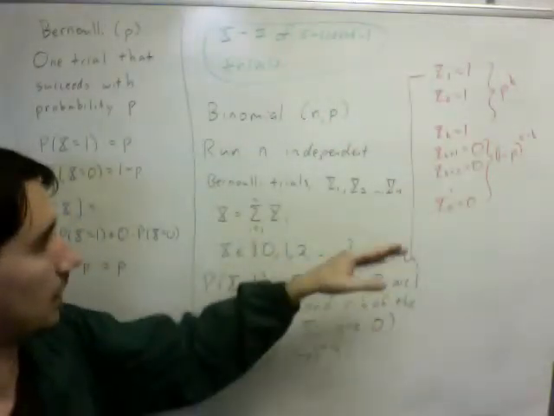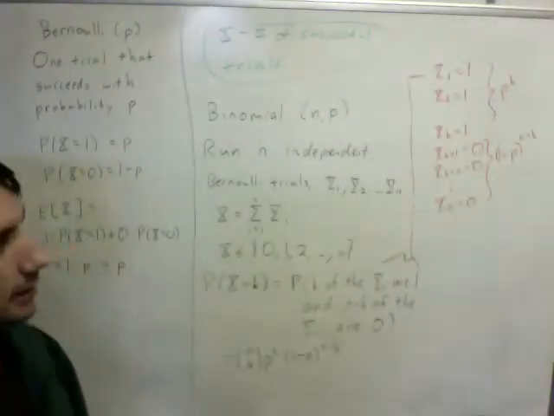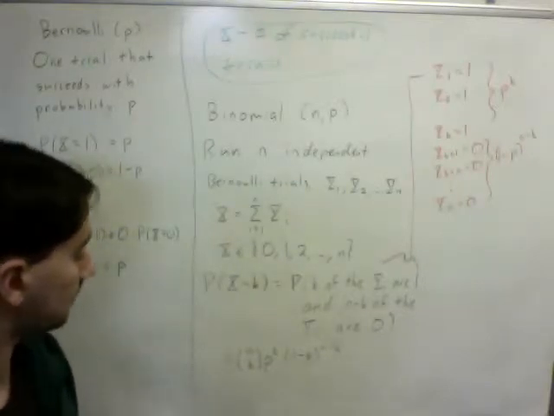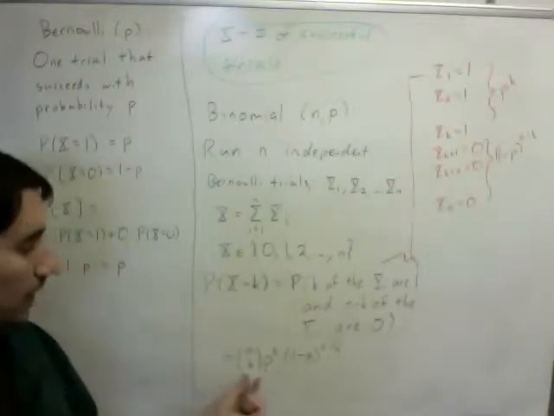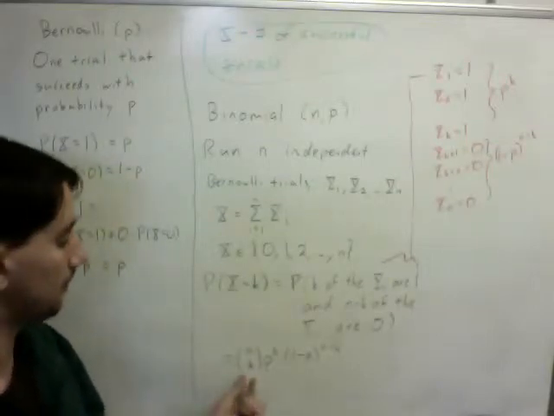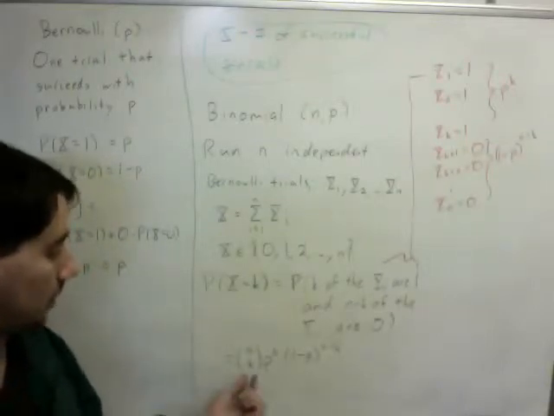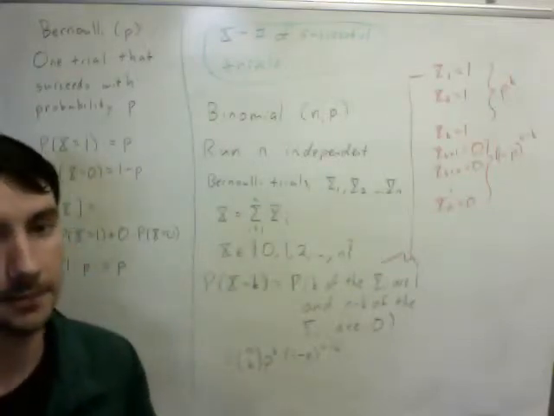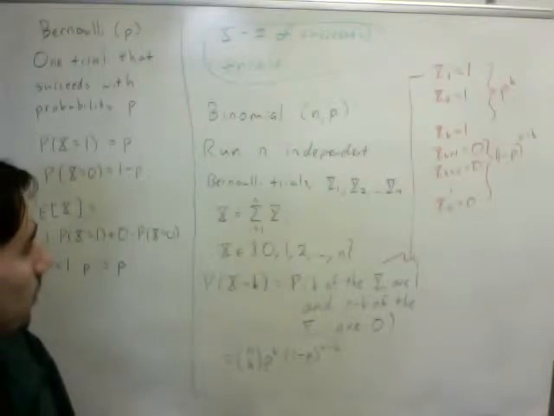In other words, we could choose any k trials to be the trials that succeed, and then the remaining n minus k are the trials that fail. And so there's n choose k ways to have k successful trials. And so this ends up being our formula: n choose k times p to the k times (1 minus p) to the n minus k. So that's the formula for the binomial.